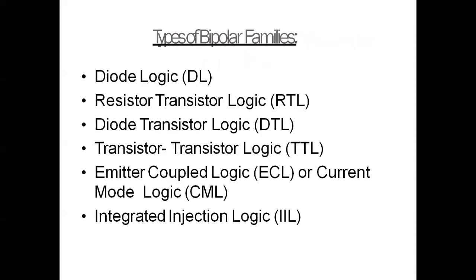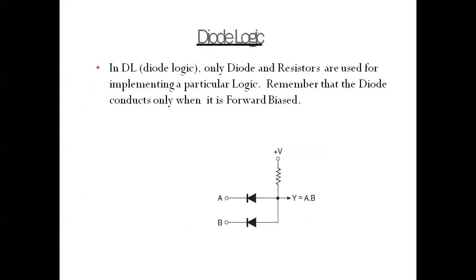Types of bipolar families, or types of bipolar ICs, are diode logic DL, resistor transistor logic RTL, diode transistor logic DTL, transistor transistor logic TTL, emitter coupled logic ECL, or you can say current mode logic CML, and integrated injection logic IIL. Now we are going to see the first diagram, of diode logic.